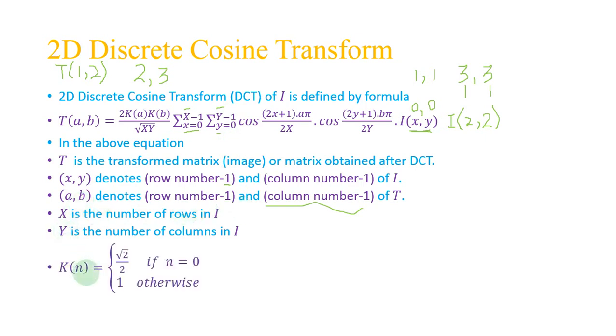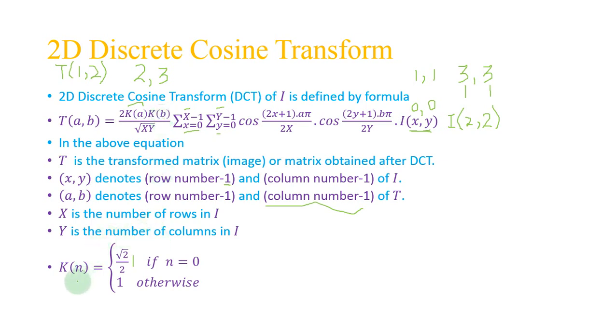K of n is defined by this equation which is used here. K of a will be square root of 2 over 2 when the value of a is 0, or K of 0 will be square root of 2 divided by 2 when the value of a is equal to 0. K of b will be square root of 2 over 2 when the value of b is 0.